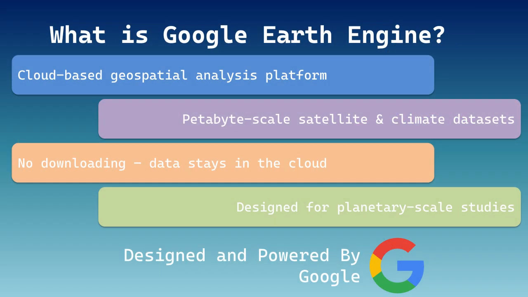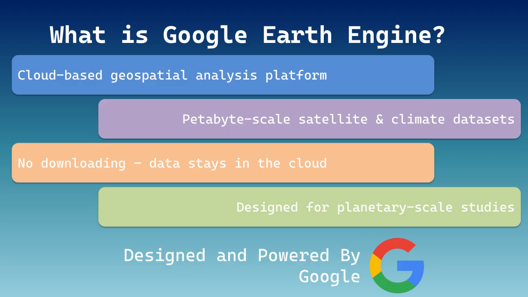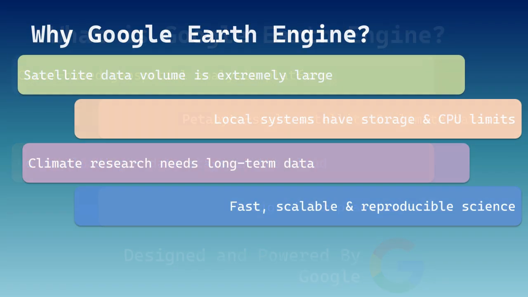Google Earth Engine is a cloud-based geospatial analysis platform developed by Google. It hosts petabytes of satellite imagery and climate data, including datasets like Landsat, Sentinel, and MODIS. The key idea is simple. Instead of downloading large datasets to your computer, the data stays in the cloud and we write code to analyze it. This design allows us to perform analysis at very large spatial and temporal scales, sometimes even at the global level.